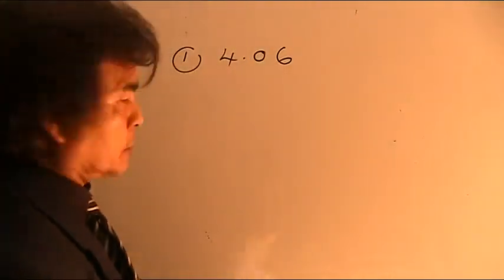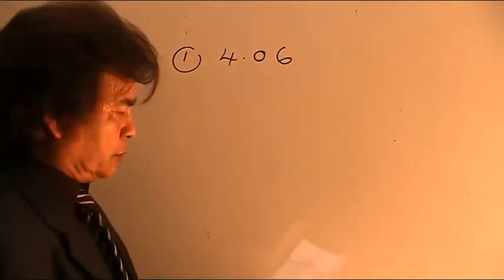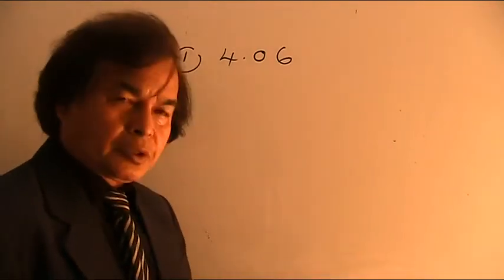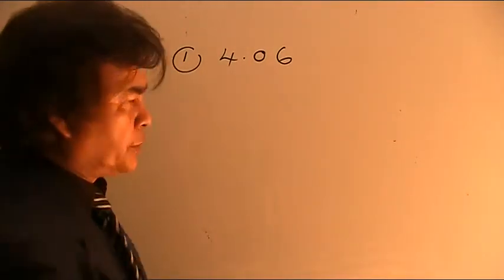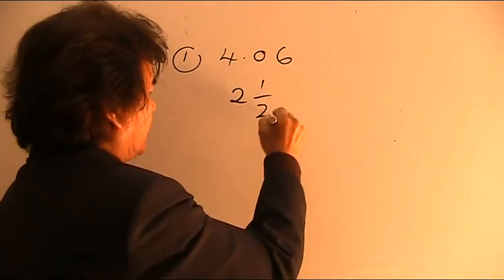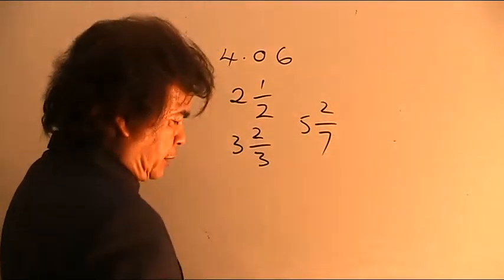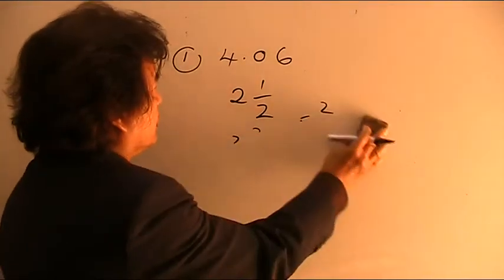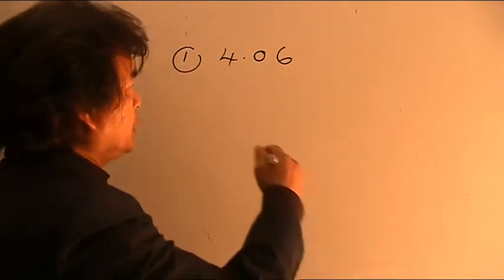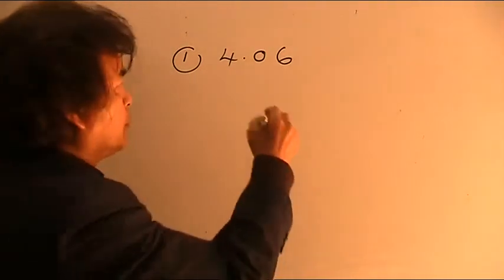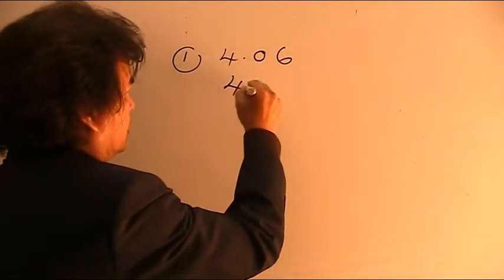Number one, which you can find on the blog, asks you to convert 4.06 to a mixed fraction. So what is a mixed fraction? A mixed fraction is like 2 1/2, 3 2/3, 5 2/7, etc. And you are to convert this to fractions. Before that, you must understand another way of writing 4.06.